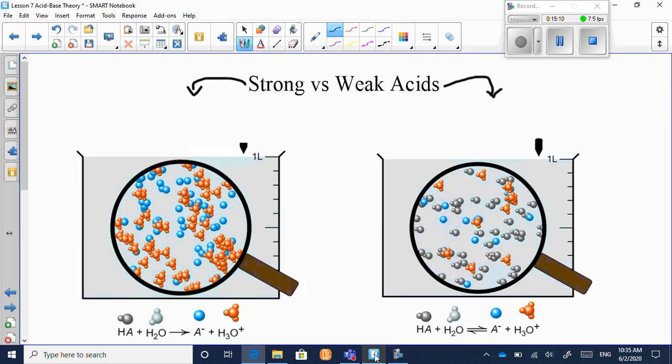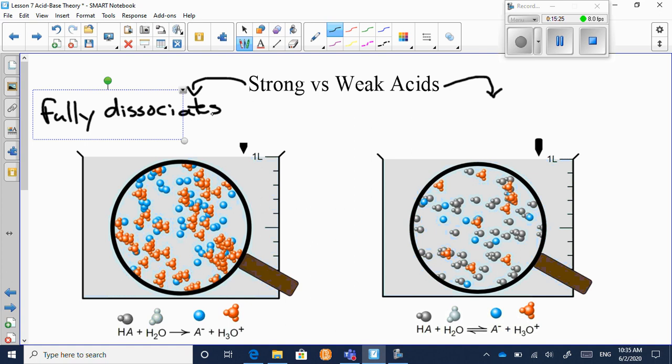So let me go back, and I'm just going to write that for you on here. So a strong acid fully dissociates, and dissociates just means dissolves, fully dissociates into its ions.